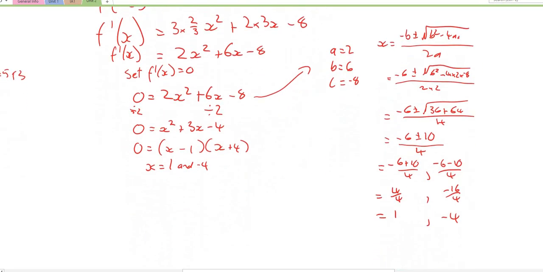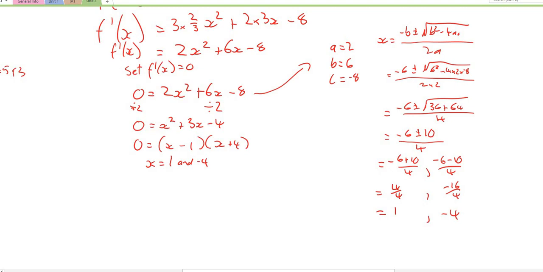I did say find the turning points. We probably should sub it in, but I want to get started on the stuff. The reason I don't want to do it is because it has that 2/3 in there. It's going to be a fraction in your answer, and I just don't feel like dealing with that at this moment in time.